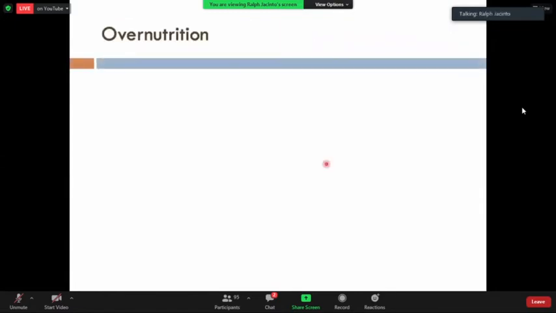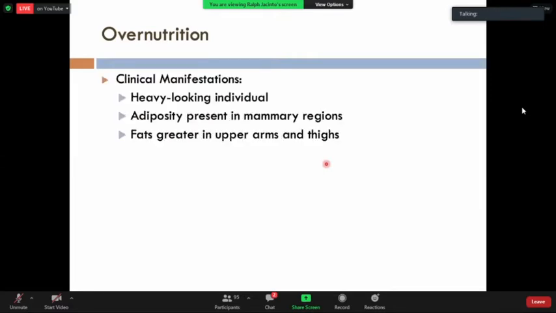The other type would be overnutrition. Usually this is a result of excessive intake of calories and protein. They would look like a heavy-looking individual. There would be adiposity in the mammary regions and fat deposition in the arms and thighs.